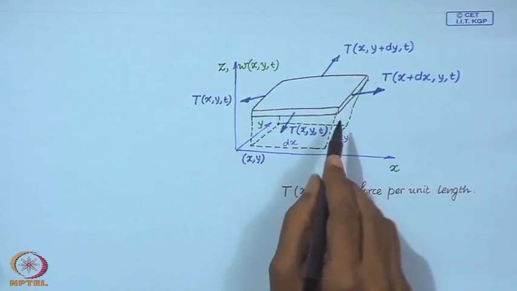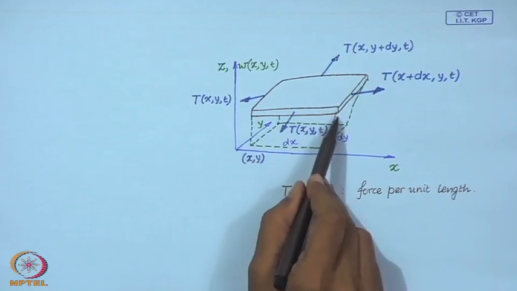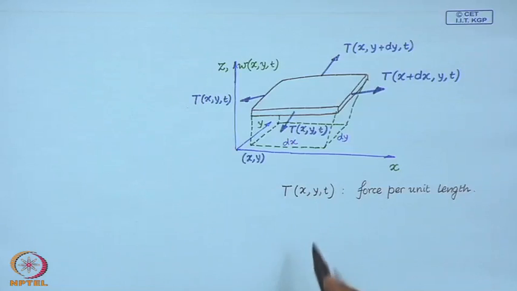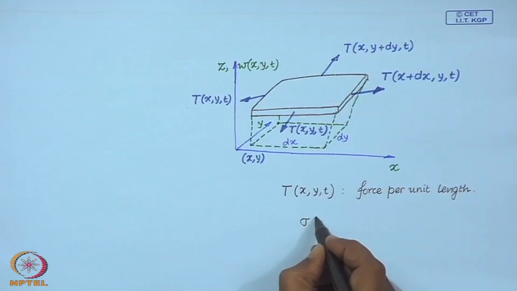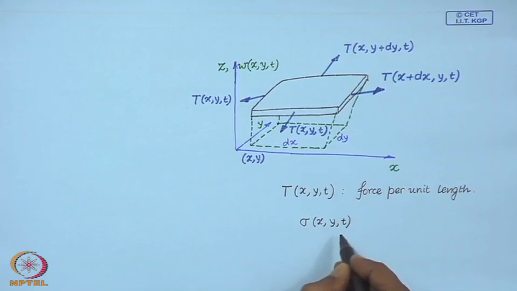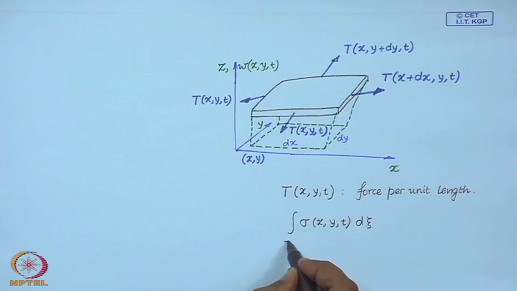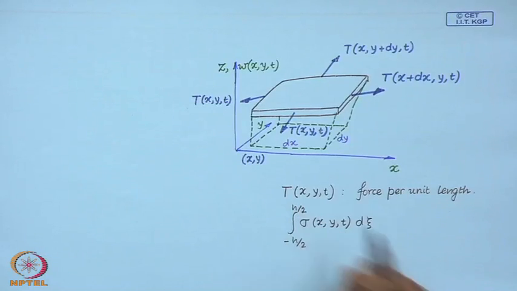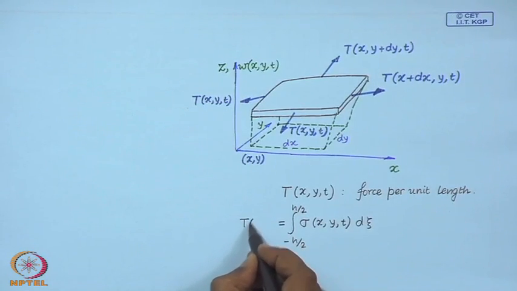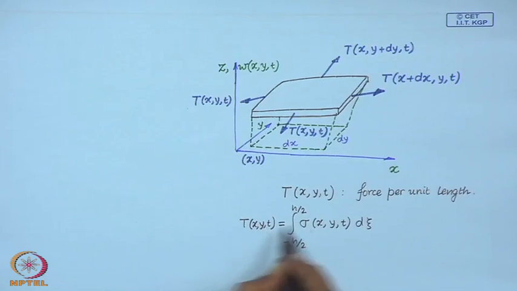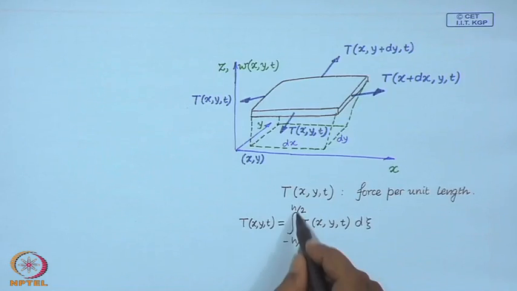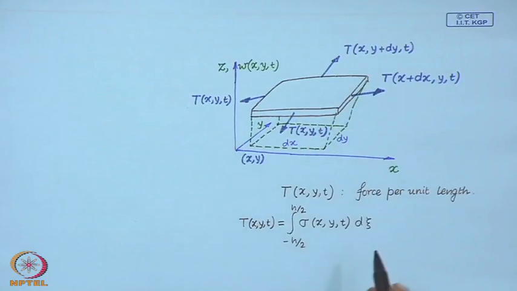So, you can think in this way that there will be stresses on this cut. If you integrate this stress over the thickness, then you obtain this T, which is force per unit length. So, stress integrated over the thickness of the membrane is force per unit length, some kind of a stress resultant. Using this, we are now going to write down the equation of motion.